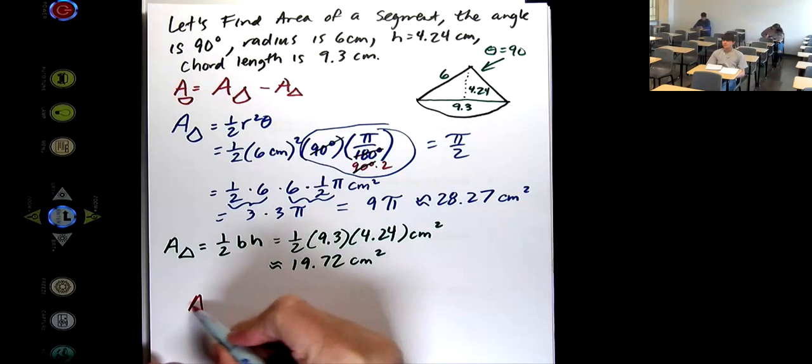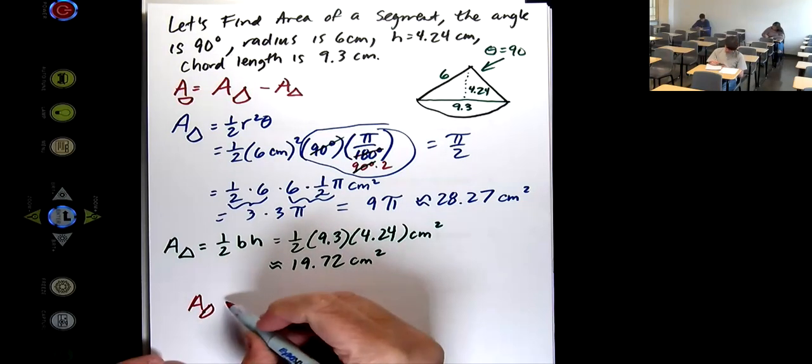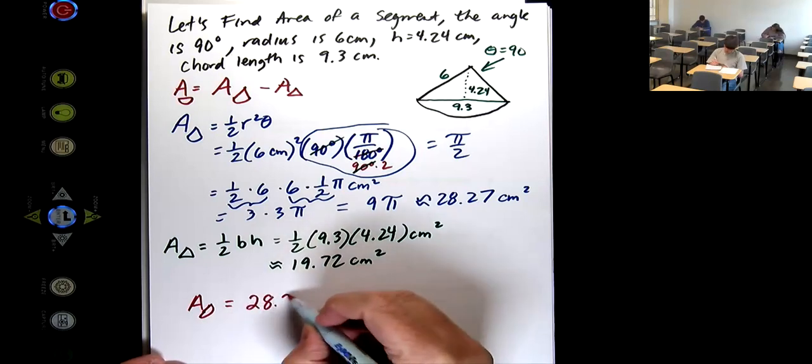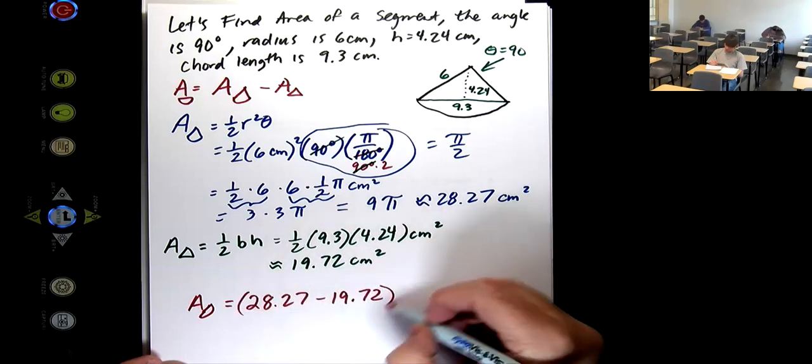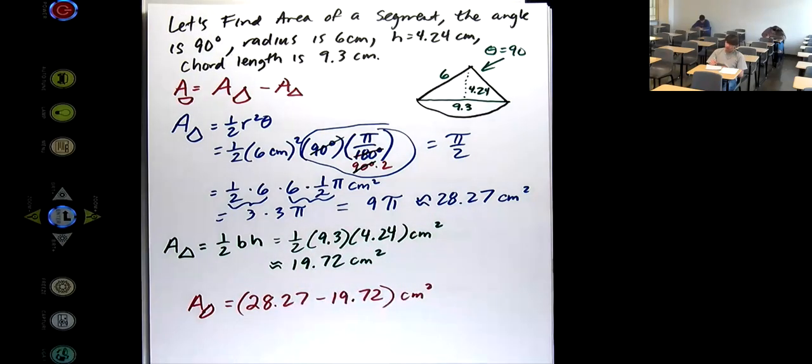So the area of the segment is the 28.27 minus the 19.72 centimeters squared. I don't know what that is. 8.55.